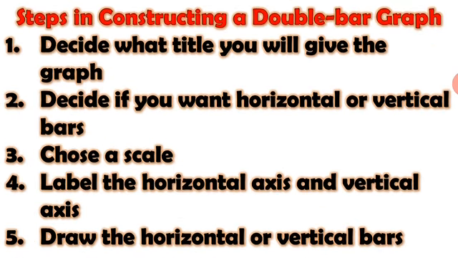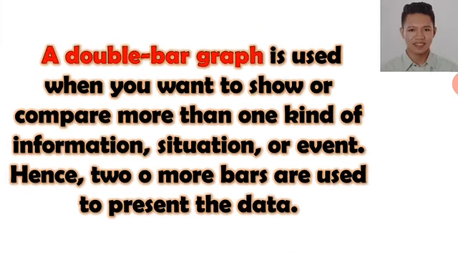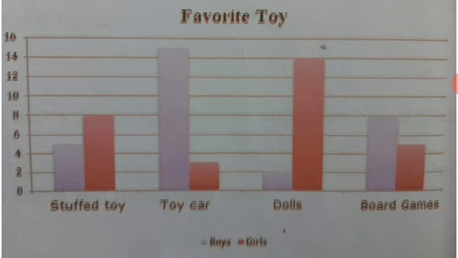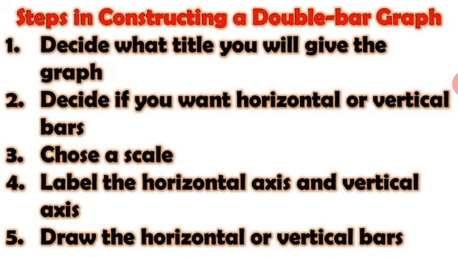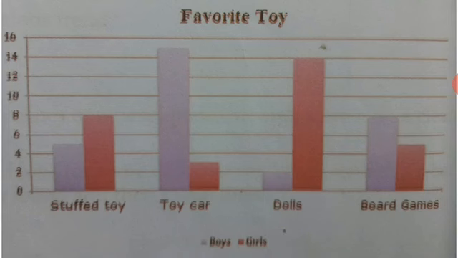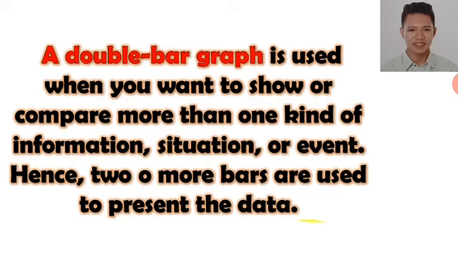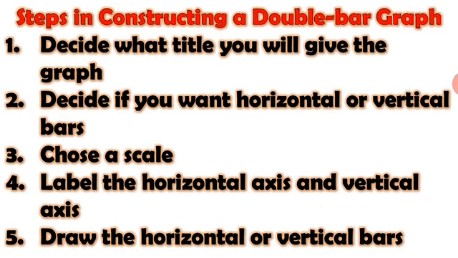Steps in constructing a double bar graph. Decide what title you will give the graph. Just like here, the title is favorite toy. Next, decide if you want horizontal or vertical bars. In this example, it is vertical bars. Next, choose a scale. When you say scale, that also talks about the interval of scores.